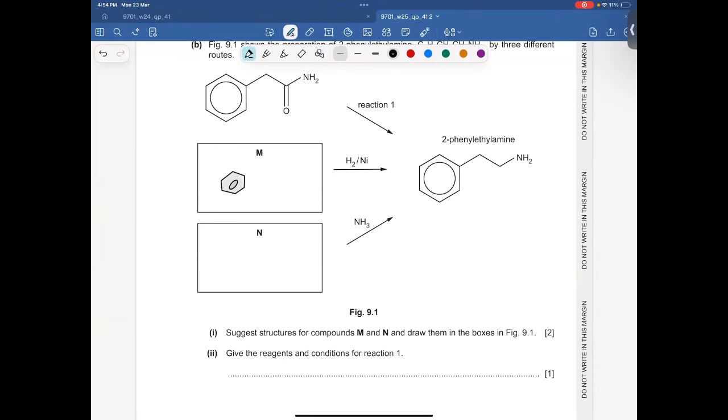This is benzene ring, CH2. This is CH2, and this is CN. Okay, so this CH2 will remain as it is. This C will turn to CH2, and this N will turn to NH2. Okay, so I hope it makes sense to you.